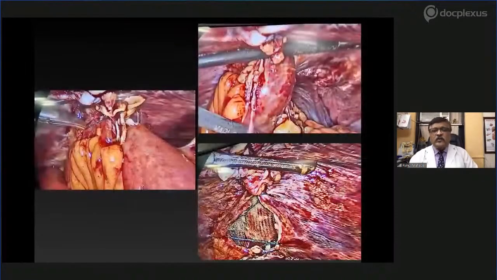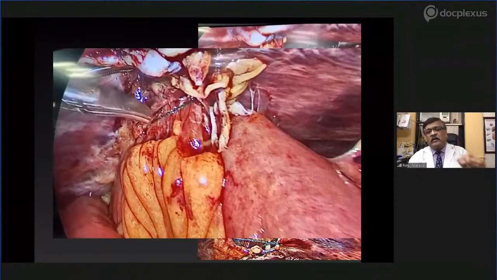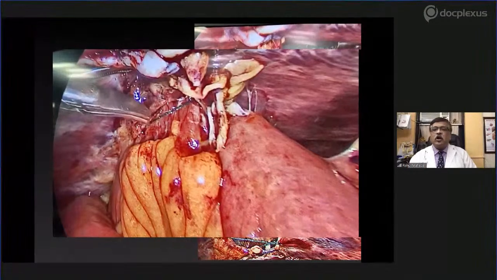Now here you can see one of the patients was operated by some surgeon, and he came to us with this particular picture, wherein you can see the bowels are entrapped in between the posterior rectus sheath and the mesh, causing intestinal obstruction.